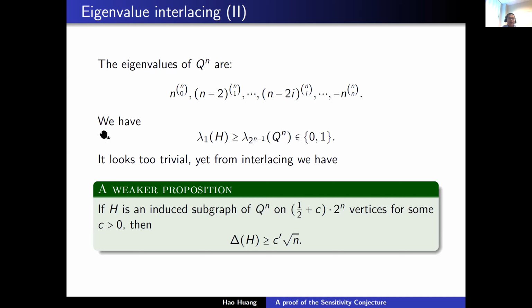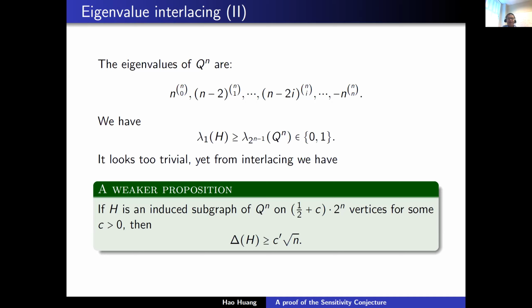We can actually compute the eigenvalues of Q_n. There are n plus 1 distinct eigenvalues: n, n minus 2, n minus 4, all the way down to minus n, where every time you decrease the number by 2. The multiplicities of those eigenvalues are just equal to the binomial coefficients. So n has multiplicity n choose 0, the next one has n choose 1, and so on. It's not surprising to check that the total multiplicity is equal to 2 to the n, right?